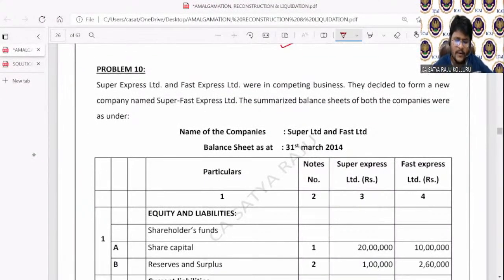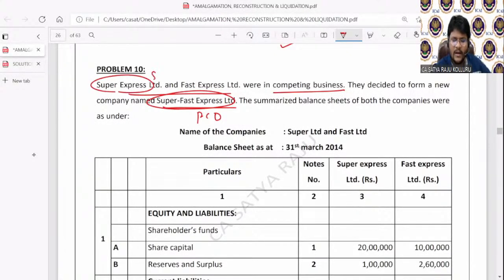Next problem is also related to the merger. Please let me read the problem, but I will not do the problem. You will know the reason after reading it. Okay. Super Express Limited and Fast Express Limited were competing in the business. They decided to form a new company named Super Fast Express Limited, which is a pure amalgamation. Super Fast Express Limited is the purchasing company. Super Express Limited and Fast Express Limited are both selling companies.